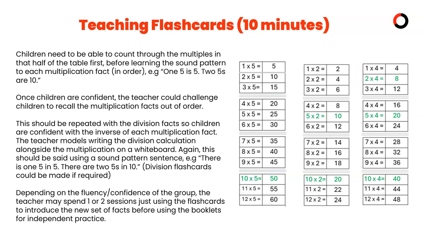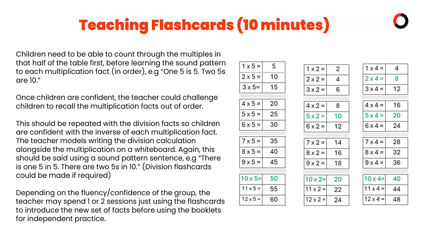So the intervention involves using teaching flashcards, which is for the first 10 minutes. So children need to be able to count through the multiples in that half of the table first, before learning the sound pattern to each multiplication fact in order. So for example, 1 5 is 5, 2 5s are 10. Once children are confident, the teacher could then challenge children to recall the multiplication facts out of order.